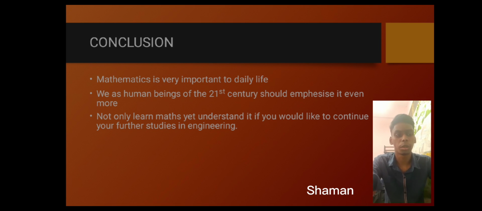So please make sure your base in differentiation is strong before you proceed to a higher level of studies.